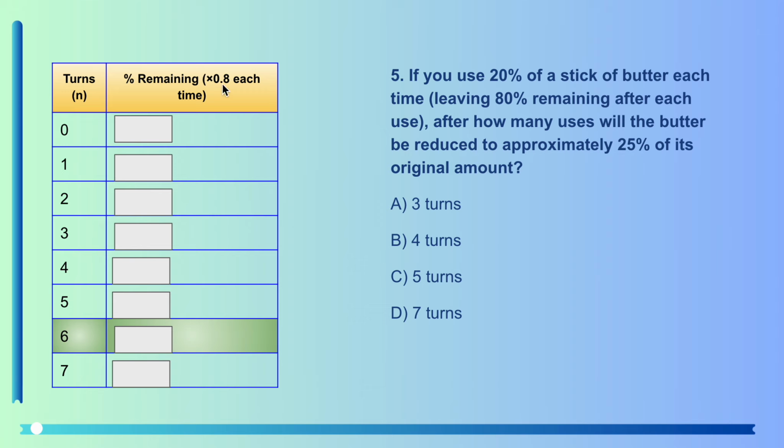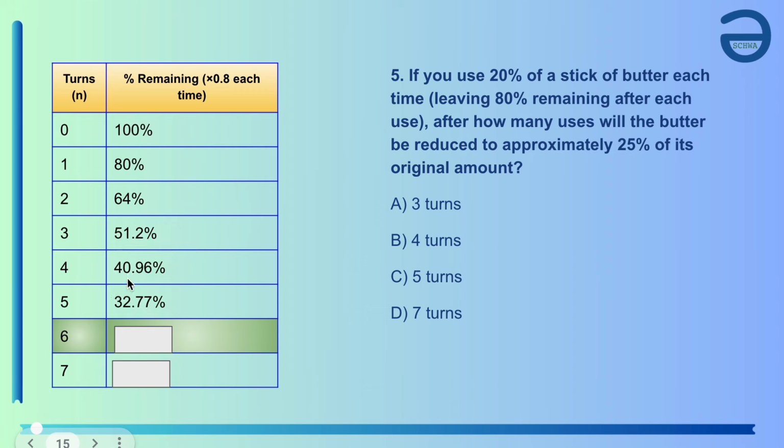So every time we're going to make it 0.8. So starting with 100% of your butter, when we do 0.8, we are left with 80%, then 64, 51, 40, 32, and it keeps reducing till it gets to 0. But after more or less 7 turns, you have less than 25 left. So your closest answer is 7 turns.